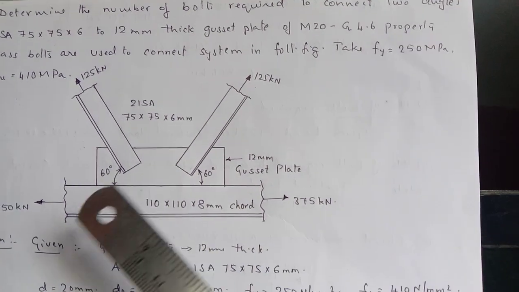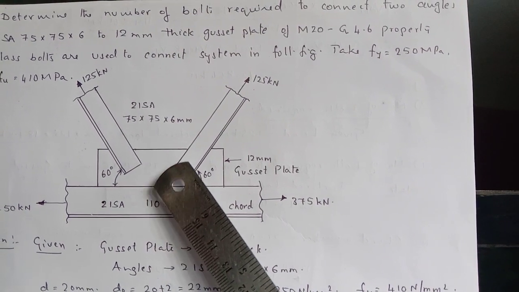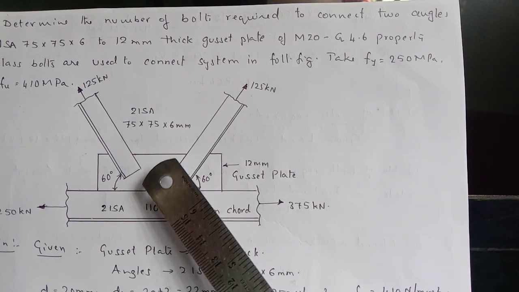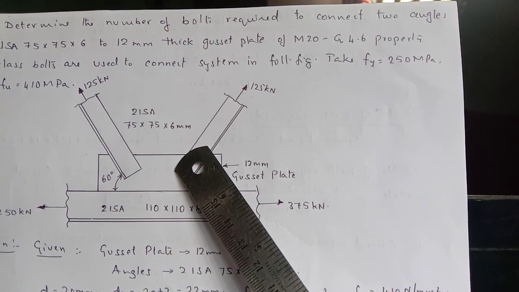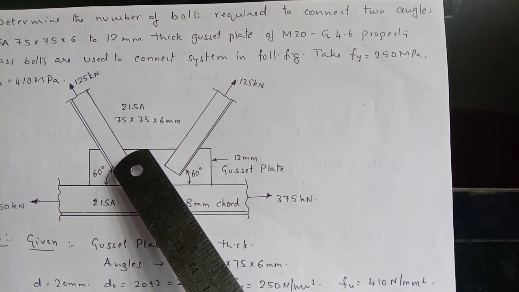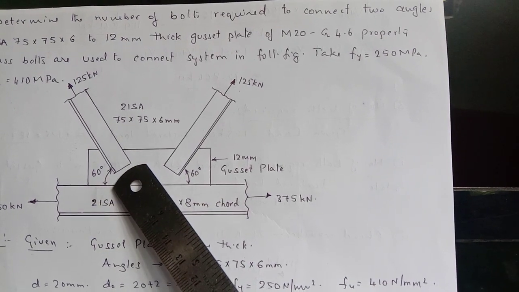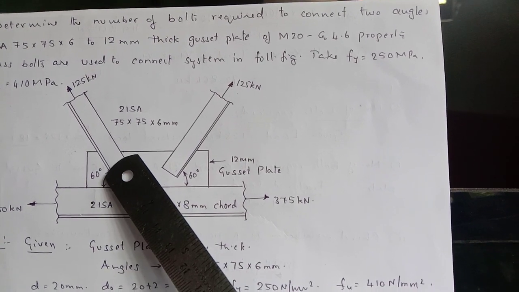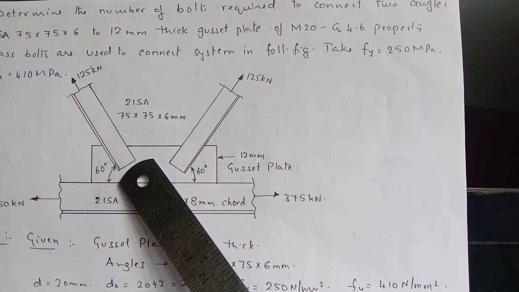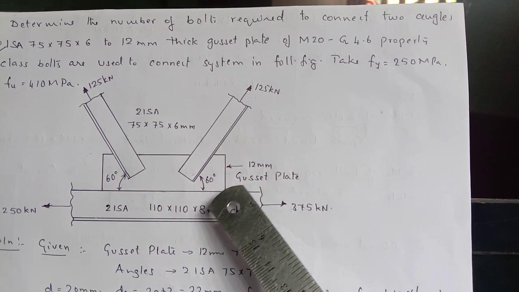So here this is a chord. The chord is connected to the gusset plate. Further, we are going to connect two ISA equal angles. See here, one angle we have, back side also we have one angle. Here also one angle, back side that one angle. Actually this will come at the top. Behind that we have the gusset plate. Behind that we have another angle. Okay, so this is called gusset plate, that is having 12 mm thickness.